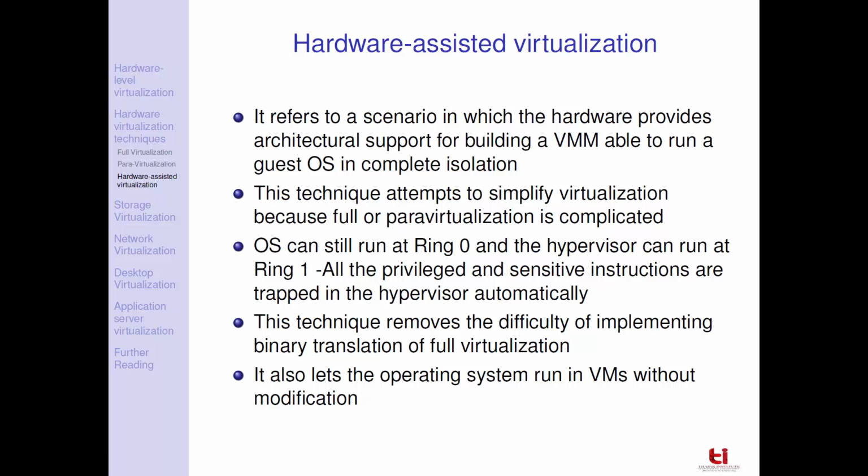So in hardware-assisted virtualization, privileged and sensitive instructions are set to automatically trap to the hypervisor. There is no need for either binary translation or para-virtualization.